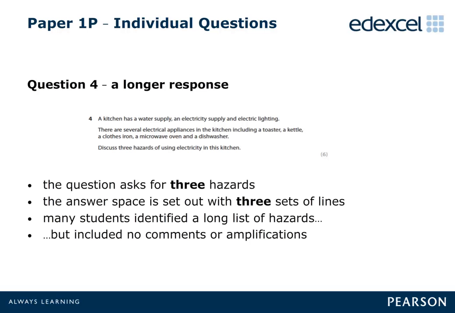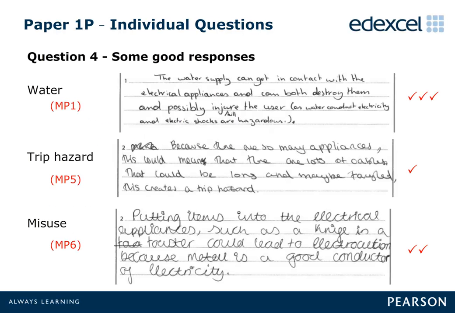Discussion points could be ways to minimize the hazard, consequences of the hazard, details of the physics involved. In some of the fuller responses, there was much repetition. Here are some responses to question 4. They are from 3 different students.